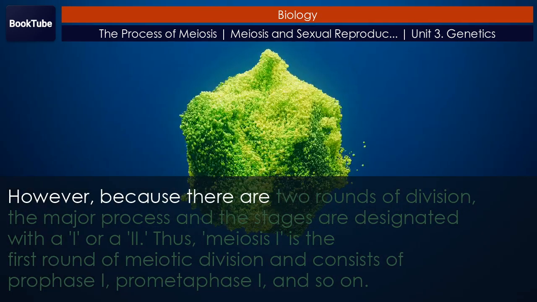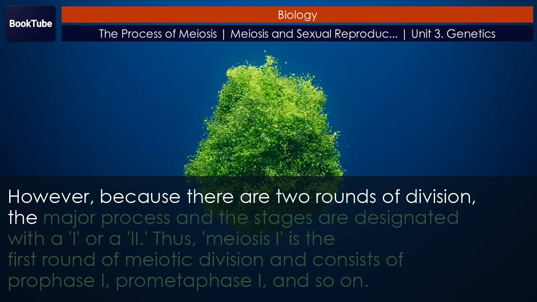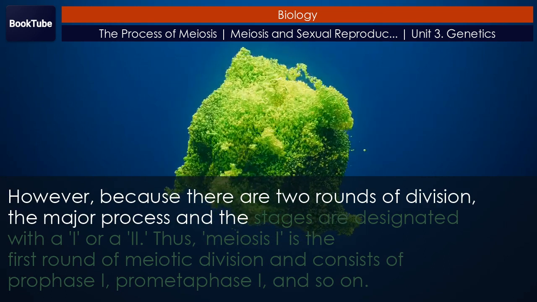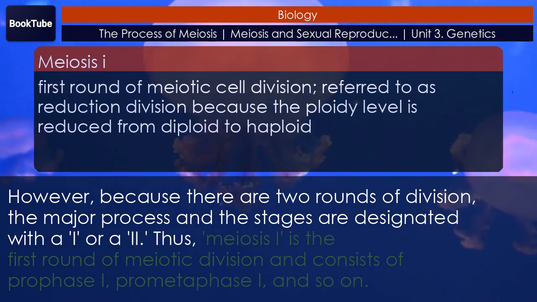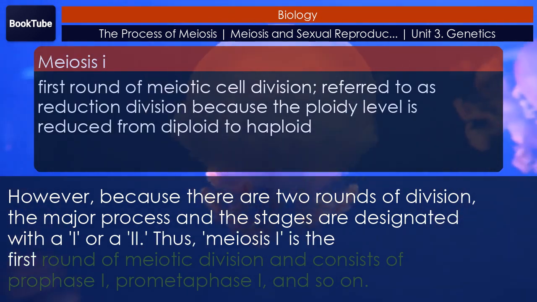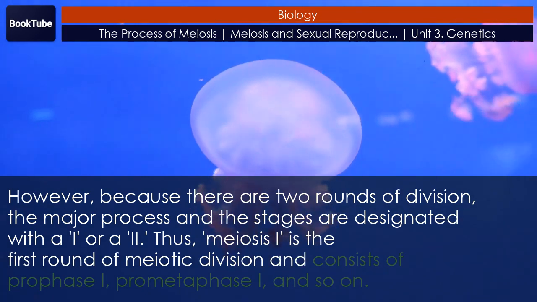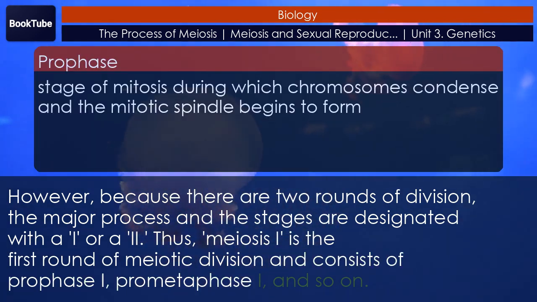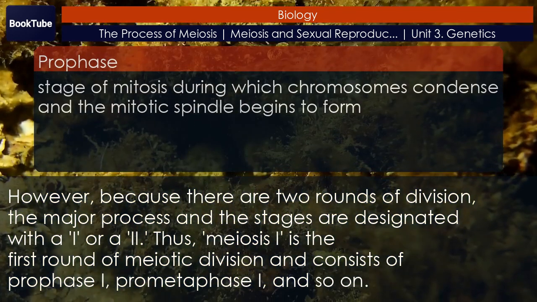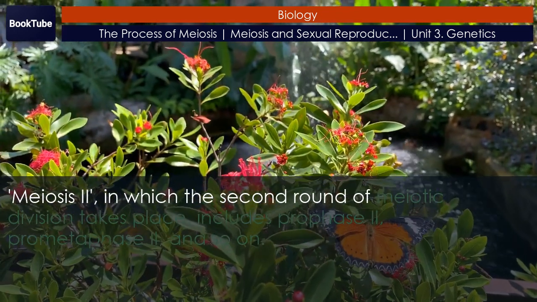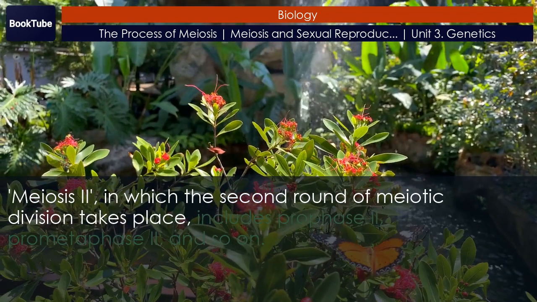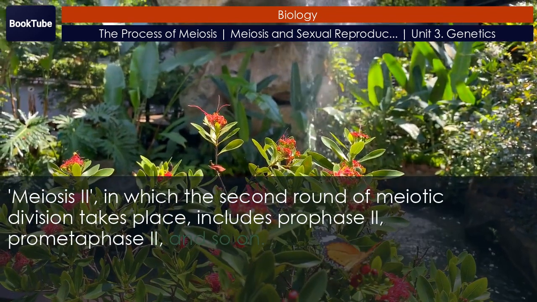However, because there are two rounds of division, the major process and the stages are designated with a 1 or a 2. Thus, meiosis I is the first round of meiotic division and consists of prophase I, prometaphase I, and so on. Meiosis II, in which the second round of meiotic division takes place, includes prophase II, prometaphase II, and so on.